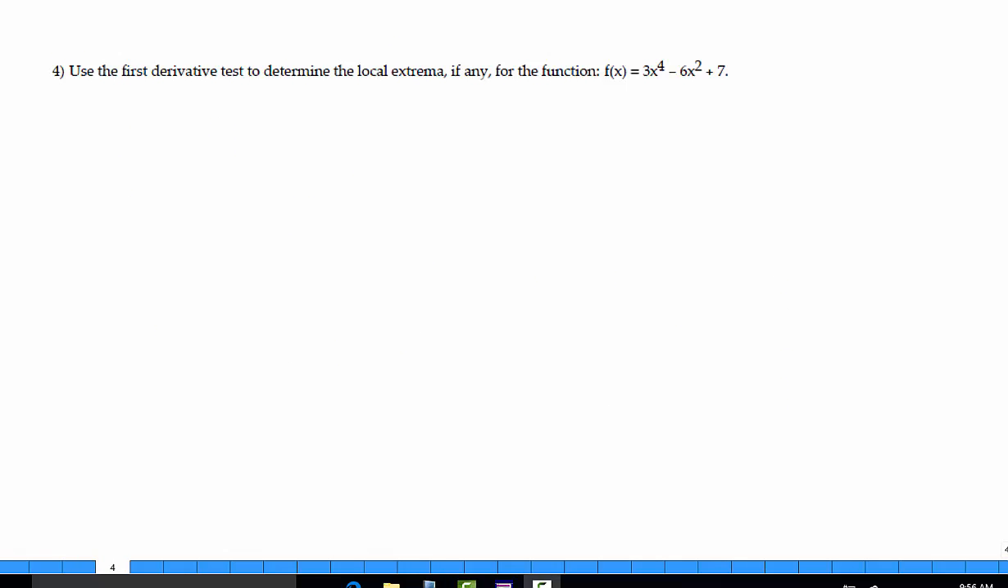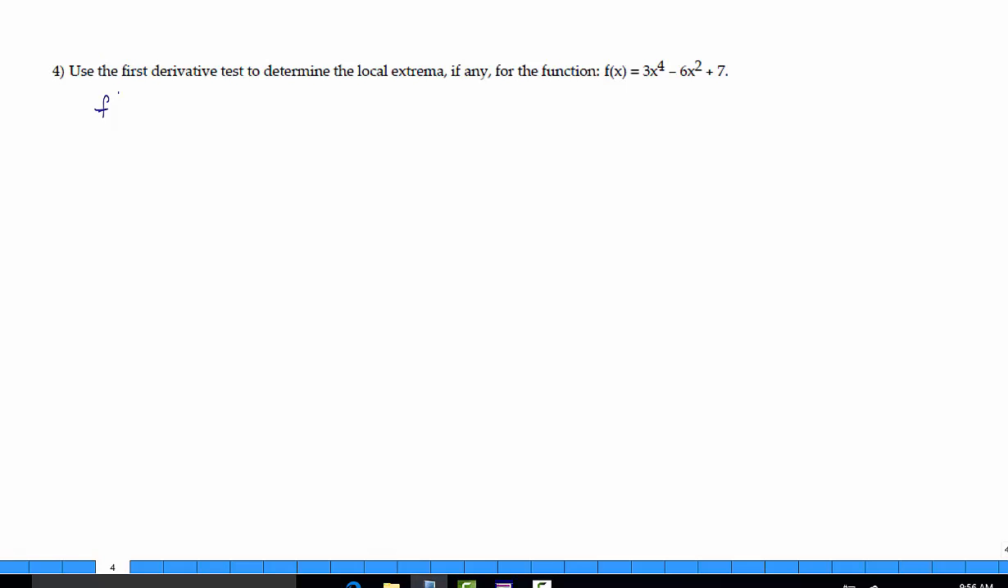Number 4, use the first derivative test to determine the local extrema, if any, for the function. The first derivative test, pretty much what we're going to do is look at the plus and minus chart on our first derivative. Then we'll see where it goes from increasing to decreasing, decreasing to increasing, and so on. Okay, so first I have to find my first derivative.